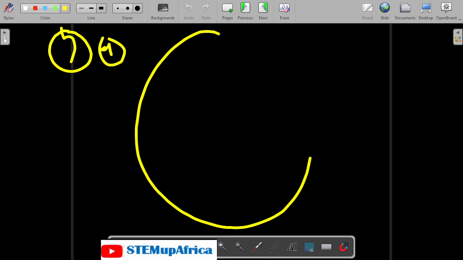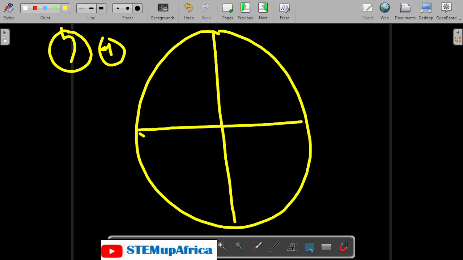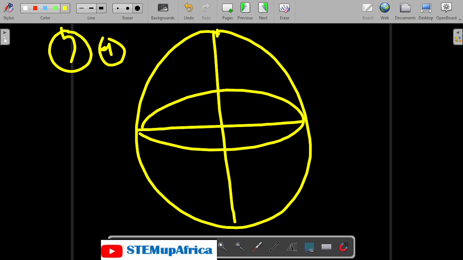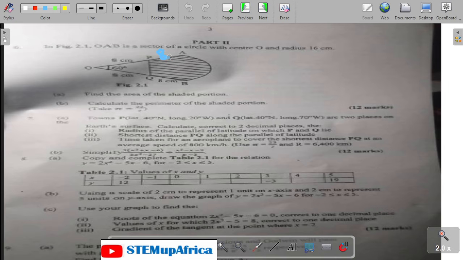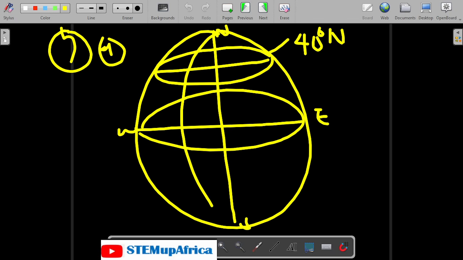So if I want to draw, I will have something like this. I have my equator here. Here is north, south, east, and west. The angle given to me towards the north is 40 degrees north. Then the two longitudes are towards the west. So here is one, here is the other. I just draw it for illustration. So you should find question 1.